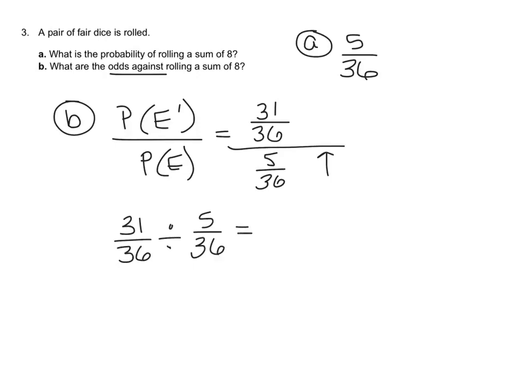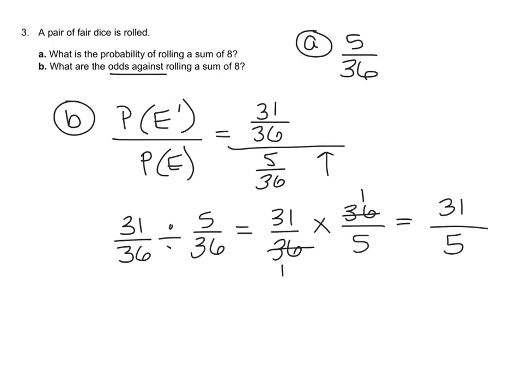To divide fractions, you keep the first fraction, you change the division sign to a multiplication sign, and then you flip the second fraction. Now, once we change the problem to a multiplication problem, we can cancel factors on the top and bottom. So I have a 36 on top and a 36 on the bottom, which can cancel. Now I'm left with a 31 times 1 on top, which is just 31, and a 1 times 5 on the bottom, which is just 5.